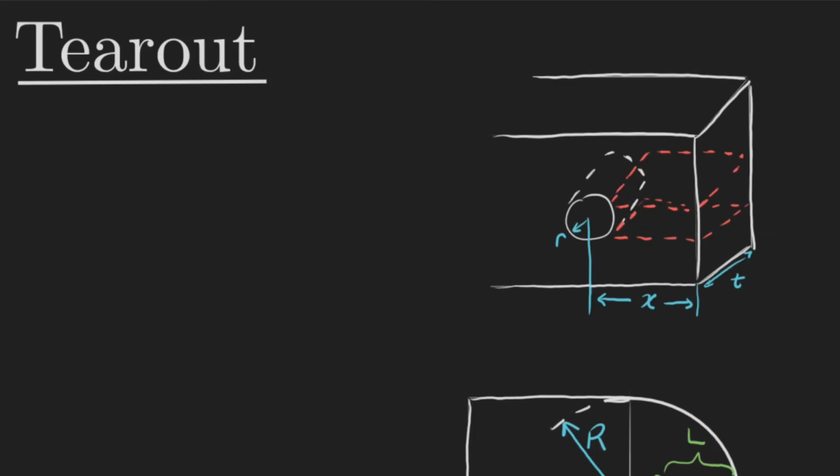So we know that the shear stress in this case is going to be equal to our force, which we're just going to call P, divided by the area of the tear out. So it'll be the area of this plate plus the area of this plate. So we'll just call this area tear out.